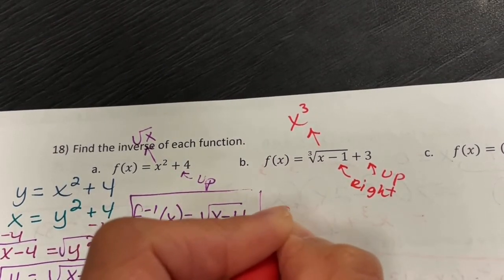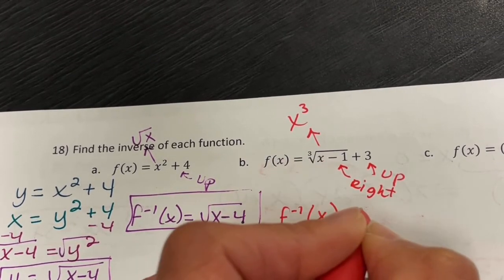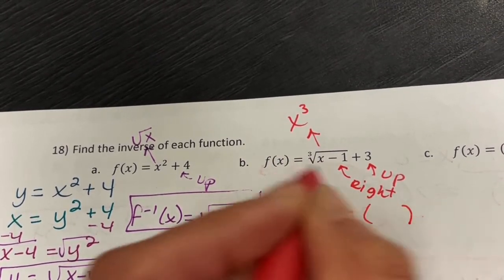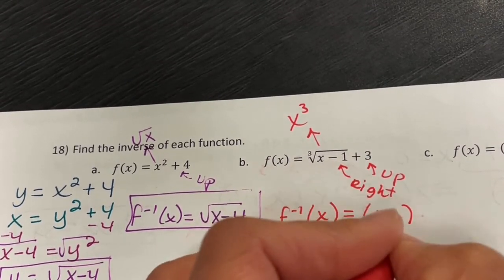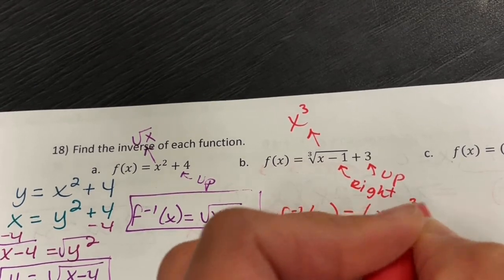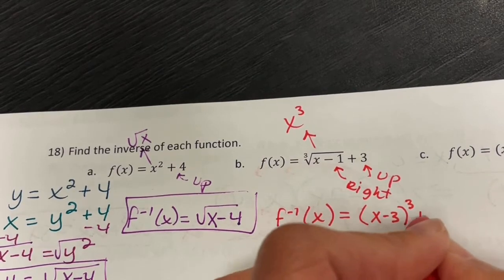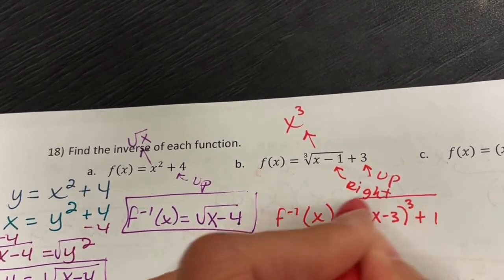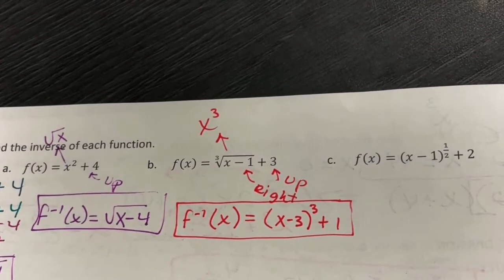Okay, so for the inverse, using the shortcut, I'm going to have parentheses, because it's cubed, x, and now I'm switching the one with the 3. Has to be a positive move, so x minus 3, because going to the right is a positive move. And then up 1, so plus 1. Okay. I didn't do Freaky Friday on this one, but that's okay. I'll do Freaky Friday on the last one.